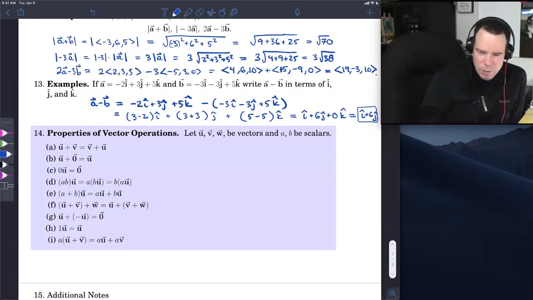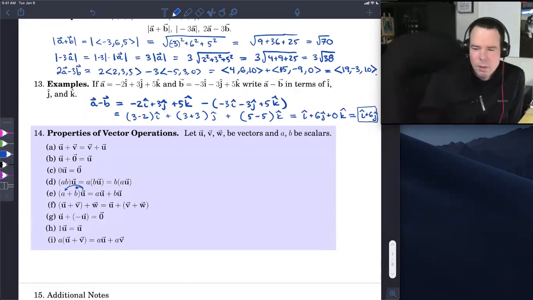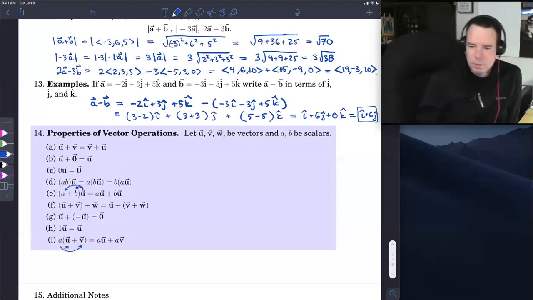We've got a distributive property that u can distribute across a sum. But we also have another distributive property down here that says a scalar can distribute across a sum. So these are two kinds of distributive properties: a vector distributing across the sum of scalars, and a scalar distributing across a sum of vectors.